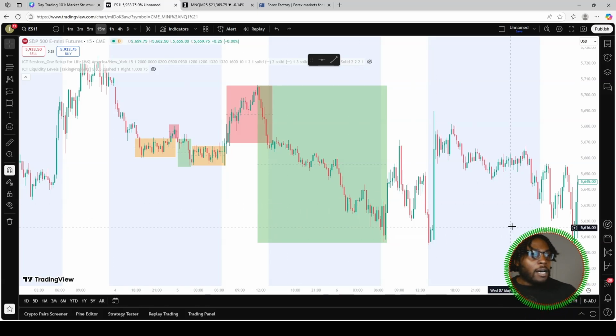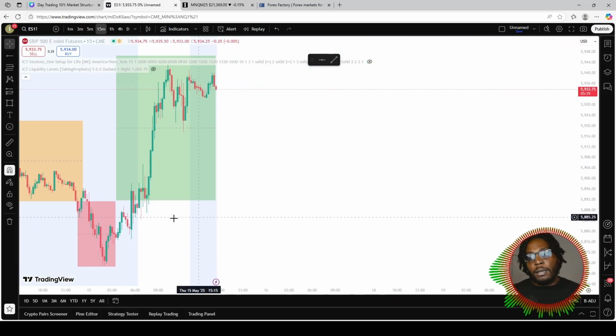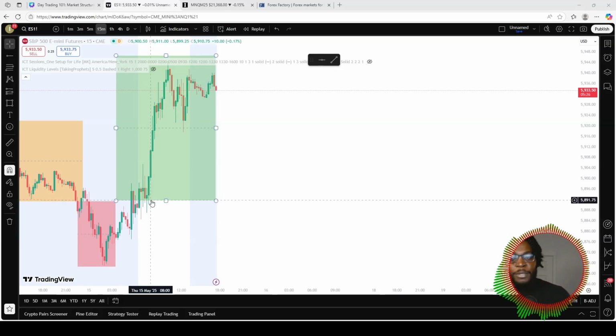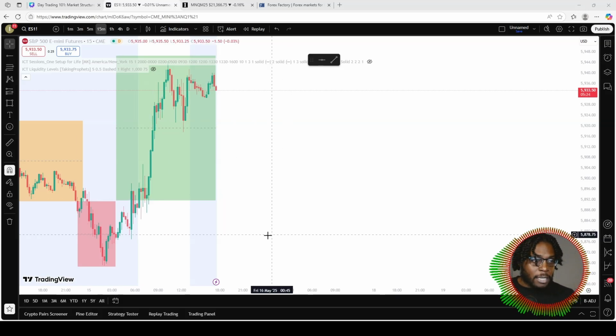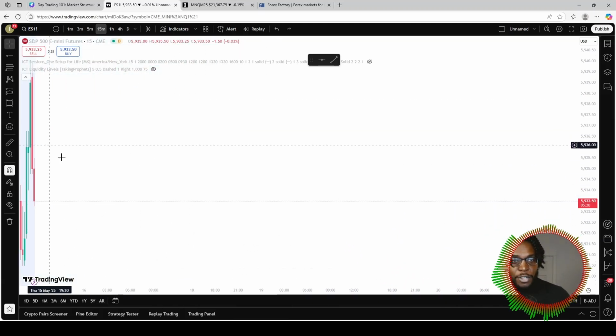All right, perfect. So now let's go ahead and talk about swing structures, okay? Like I told you before, structure is built from swing highs and swing lows. So higher highs and higher lows means bullish, lower lows and lower highs means bearish. Bullish means price is going to go up, bearish means price is going down, simply put. All right, so I'm going to go ahead and draw some examples for y'all.